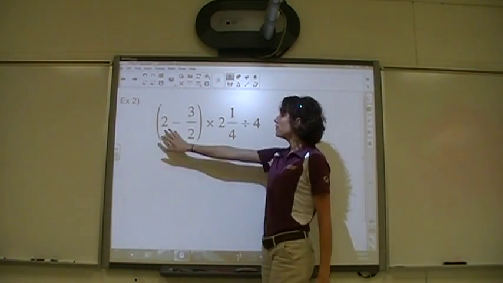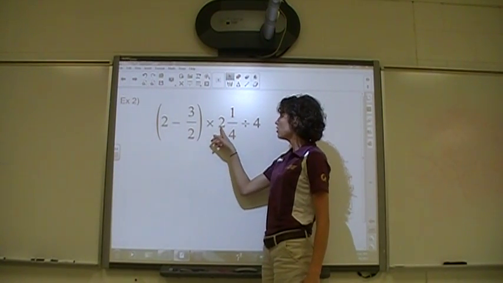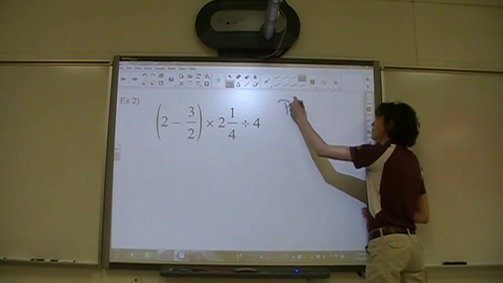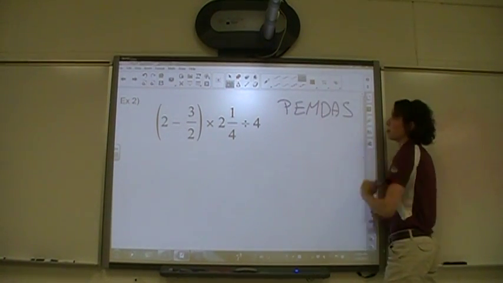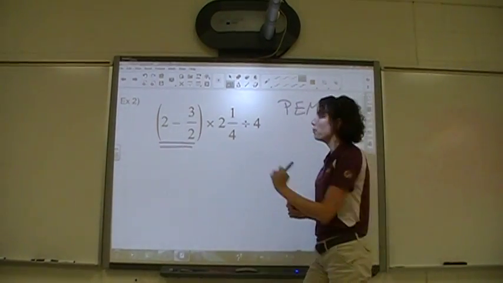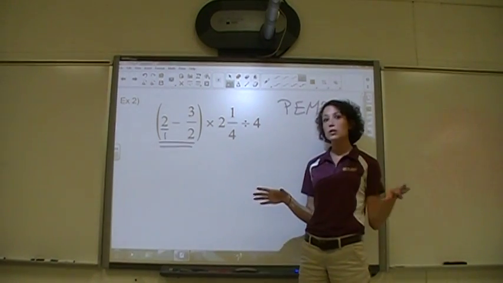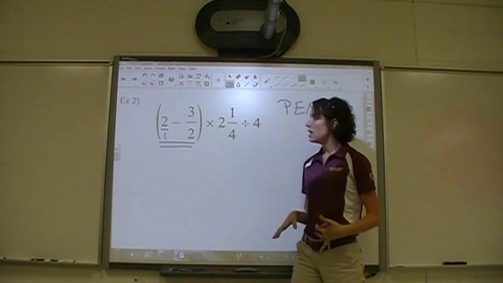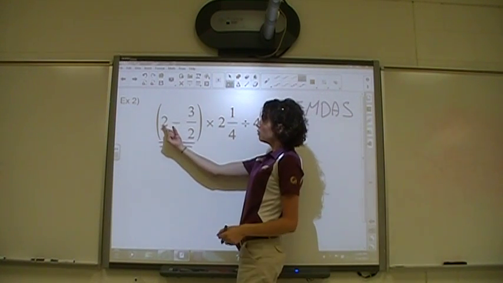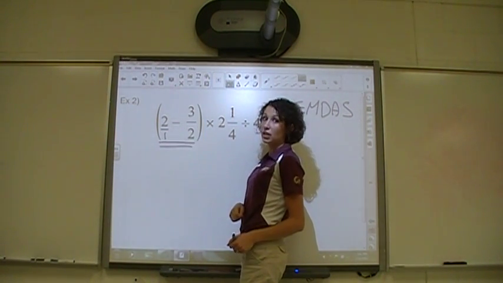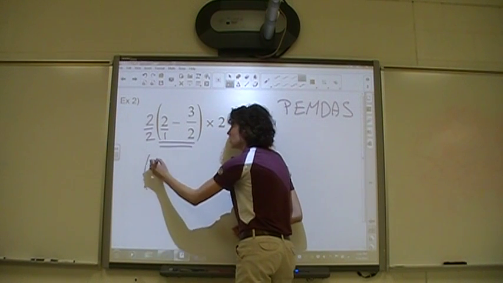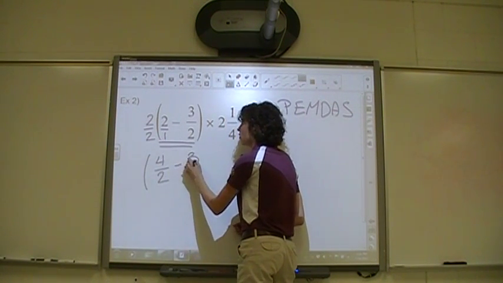Example number 2. You have 2 minus 3 over 2 times 2 1/4 divided by 4. Now we've got a lot of different things going on in this case, so let's use PEMDAS. Alright, in this case we do have parentheses, so we want to work inside those parentheses first. So put your 2 over 1 because we want to make all of these whole numbers into fractions because they're actually easier to work with that way. And again, because you are adding or subtracting, you always need to have a least common denominator. So in this case, with 2 over 1 and 3 over 2, our least common denominator is 2. So we have to multiply this first fraction by 2 over 2. So really in those parentheses, you have 4 over 2 minus 3 over 2.